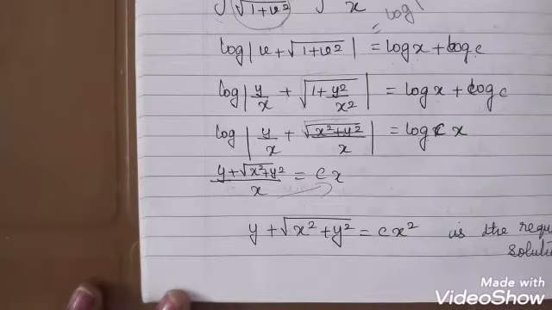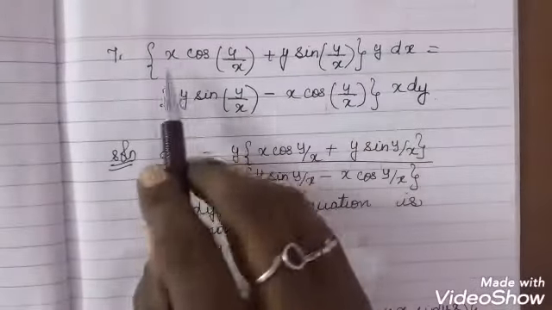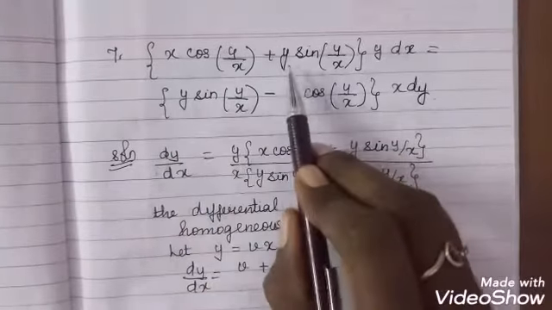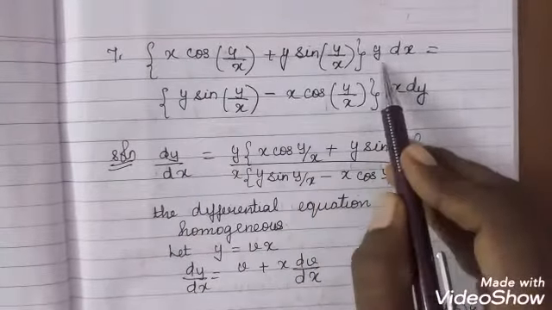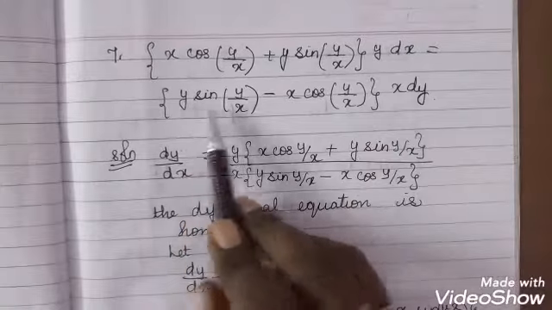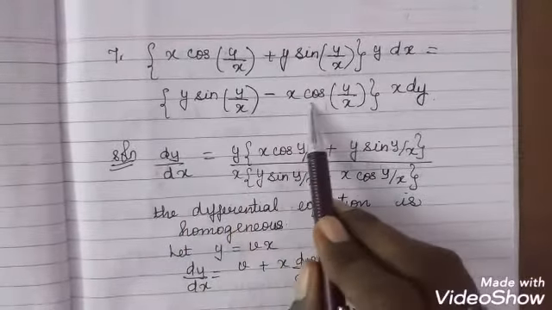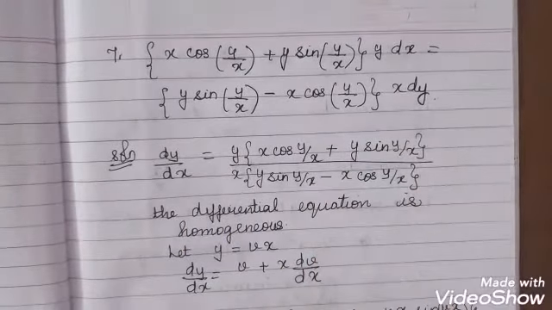Got it? So the seventh question: x into cos of y by x plus y into sin of y by x into y dx is equal to y into sin of y by x minus x into cos of y by x into x dy.